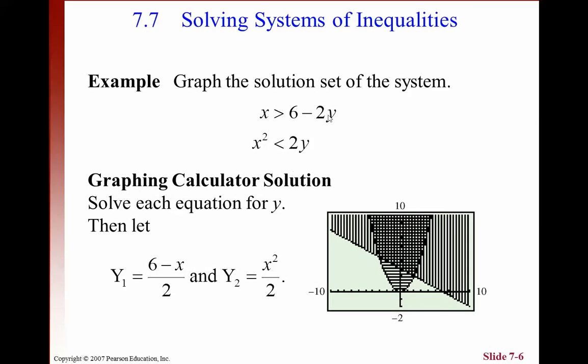Okay, so the example they give here is to graph a solution where you have a linear equation and a little parabola. They write it in terms of x is greater than 6 minus 2y, and x squared is less than 2y. So we need to solve this for y, and they do this down here, but I want to show you a different way to do this. I'm also going to show you an easier way to do this on your calculator to get the shading to look better, and an easier way to do the shading.